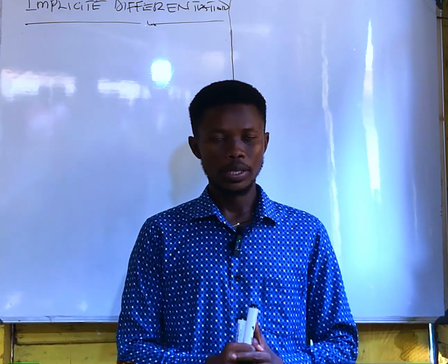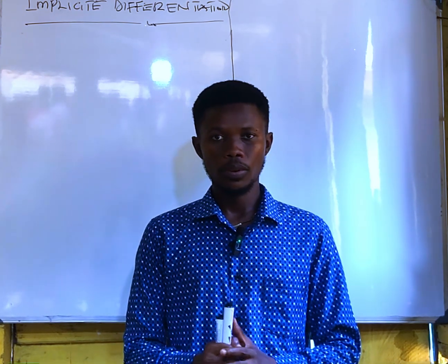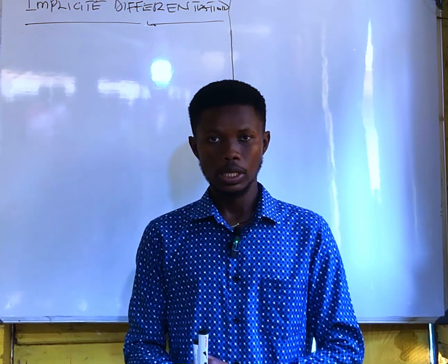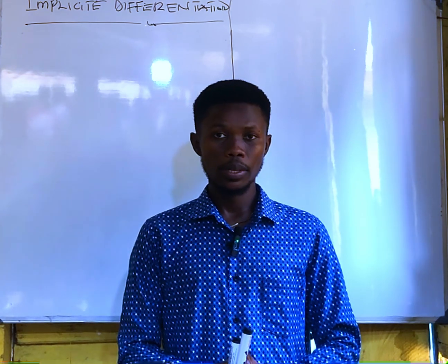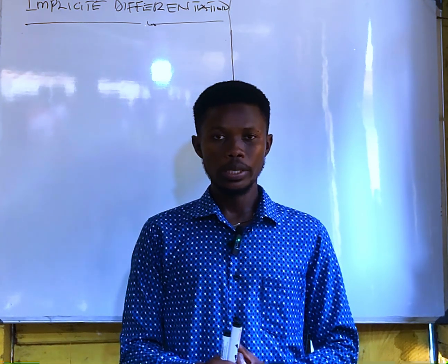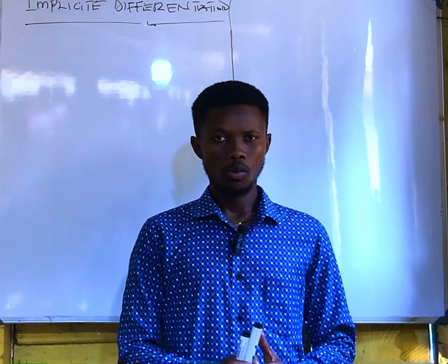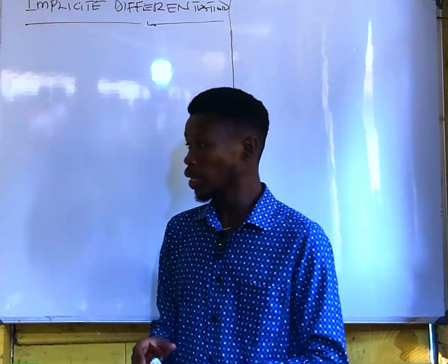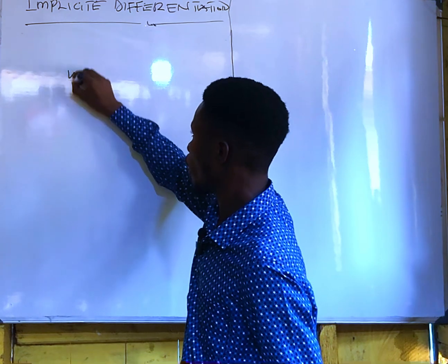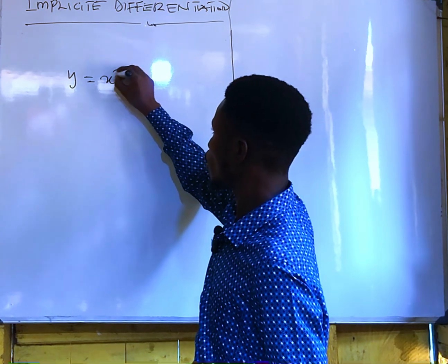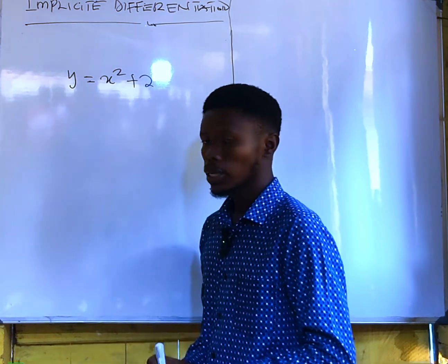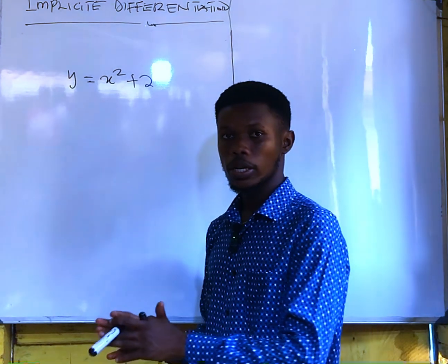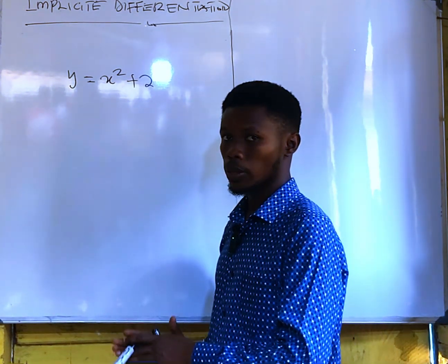Today we are going to look at implicit differentiation. In fact, the ones that we have done previously are all explicit. So in mathematics, we have these two terms, the implicit and the explicit. What do we mean by implicit and what do we mean by explicit? For the explicit, let's say I've given you y equals x squared plus 2, okay? This is what explicit means, that you have made y the subject. So in a case where y is made the subject, it is called explicit.